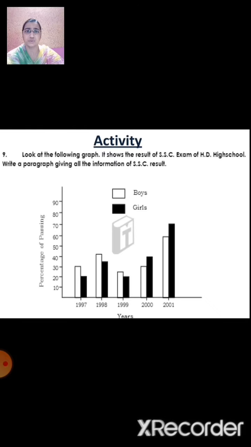Oh yes, students. Now it's time for activity. I will read the question for you. Look at the following graph. It shows the result of SSC exam of HD High School. Write a paragraph giving all the information of SSC result.